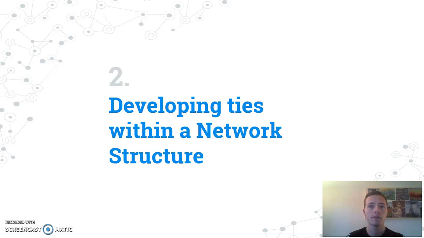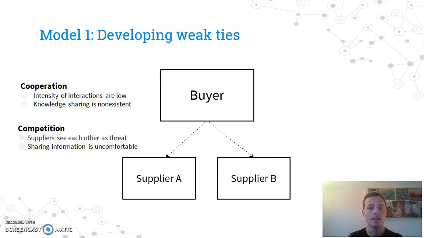This chapter will focus on the development of ties among suppliers in different phases. We've taken the example from Dyer and Nobeoka from 2000, the Toyota case. We will illustrate the different phases with conceptual models we built ourselves. And in each phase we will look at the competition and cooperation among suppliers.